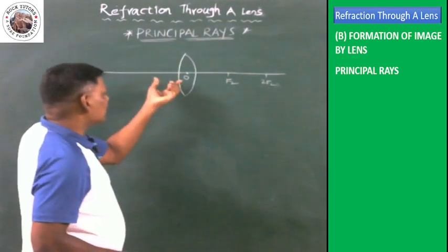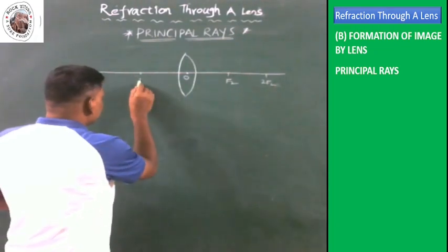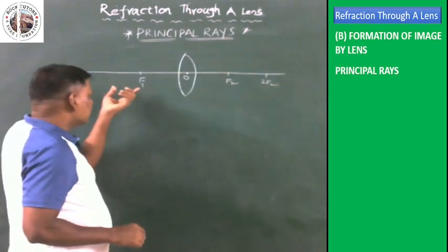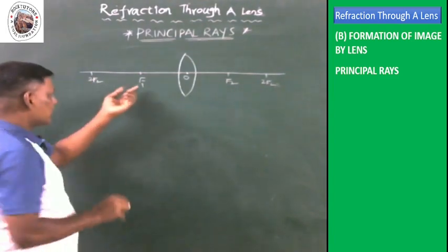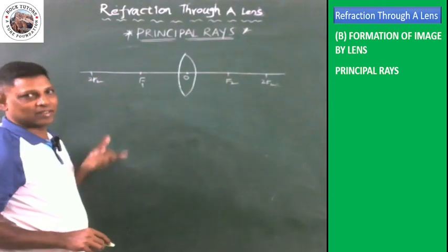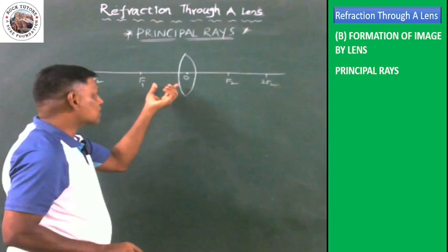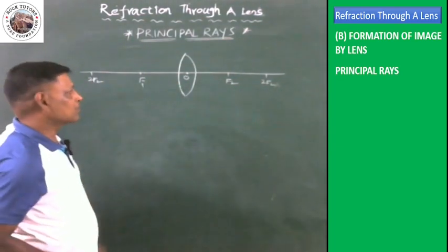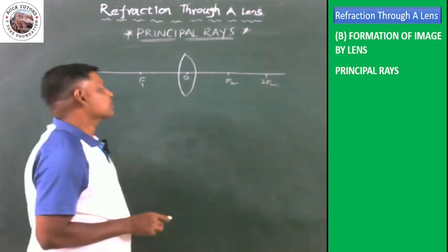And here also, from O, this is F1, which is also x centimeters, and then 2F1. The distance between each of these points is the same x centimeters. Suppose this is 2 centimeters, this is also 2 centimeters, this is also 2 centimeters, and this is also 2 centimeters. Now, the first principal ray.